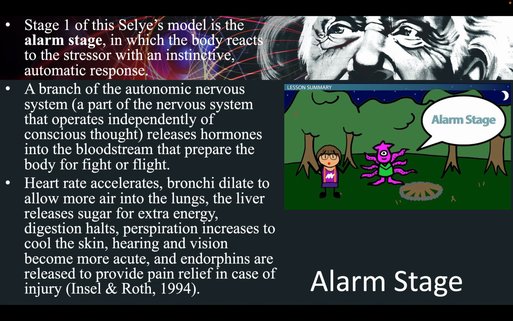Stage 1 of this model is the alarm stage, in which the body reacts to the stressor with an instinctive, automatic response. A branch of the autonomic nervous system, a part of the nervous system that operates independently of conscious thought, releases hormones into the bloodstream that prepare the body for fight or flight. Heart rate accelerates, bronchi dilate to allow more air into the lungs, the liver releases sugar for extra energy, digestion halts, perspiration increases to cool the skin, hearing and vision become more acute, and endorphins are released to provide pain relief in case of injury.